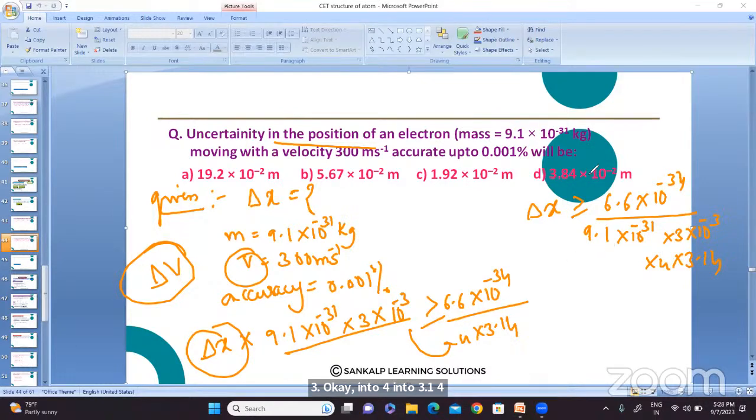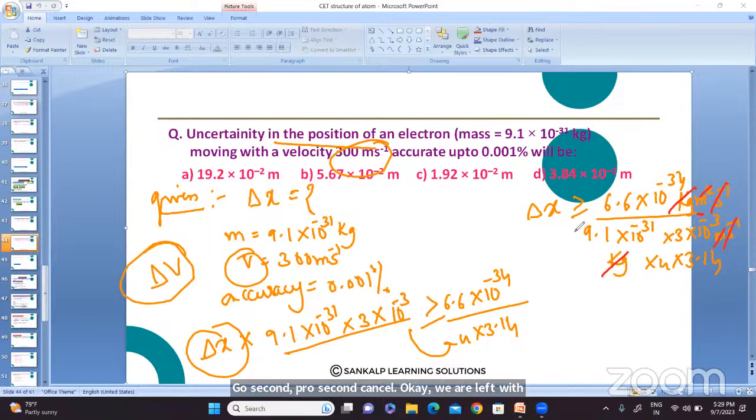So this 9.1 is in kg, and the numerator is kg meter square per second. Then 3 into 10 raised to minus 3 is the velocity, given in meter per second. Now we will cancel the similar terms. The kg and kg get cancelled, meter cancels, per second cancels, and we are left with only meter.